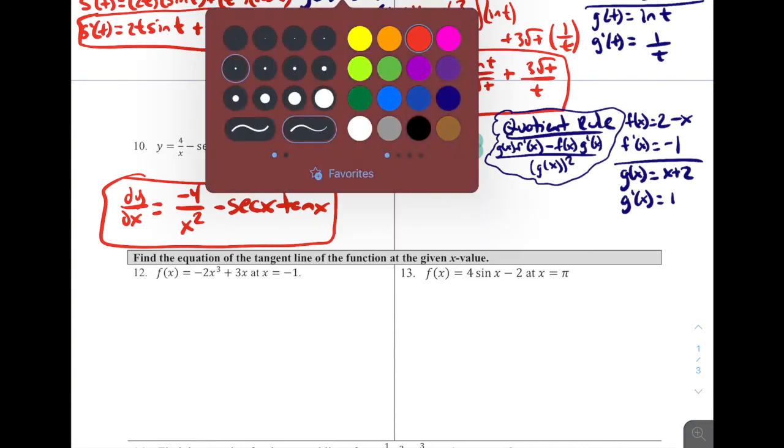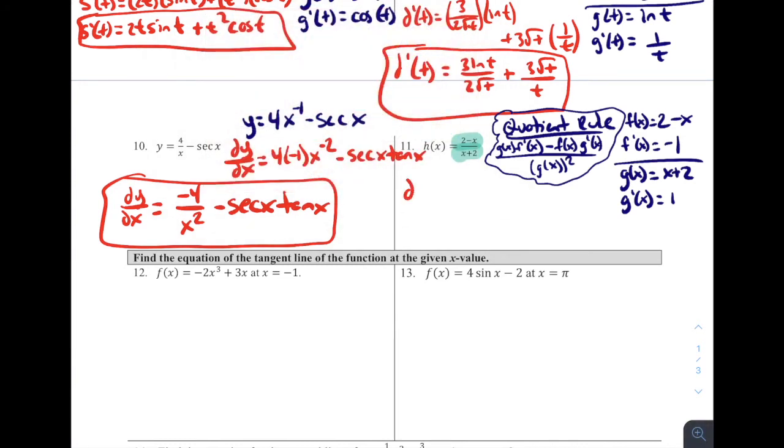If we do our derivative, let's call this dh dx, the derivative of h with respect to x. g of x here was what? x plus 2. f prime of x was negative 1. We've got a minus between these two terms. f of x, which was 2 minus x, times g prime of x, which was 1. And that's being divided by the denominator squared, so x plus 2 quantity squared for that.